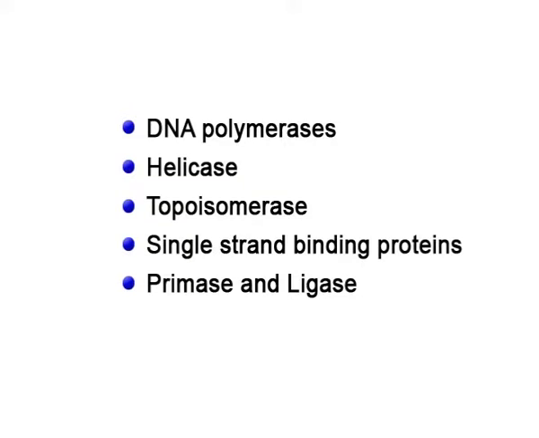DNA replication is a process that allows production of an exact copy of chromosomes to be passed on to the next generation. The process of DNA replication in prokaryotes requires participation of a number of enzymes such as DNA polymerases, helicase, topoisomerase, single-strand binding proteins, primase and ligase. The well-controlled choreography of the enzymes makes the process of DNA replication possible.